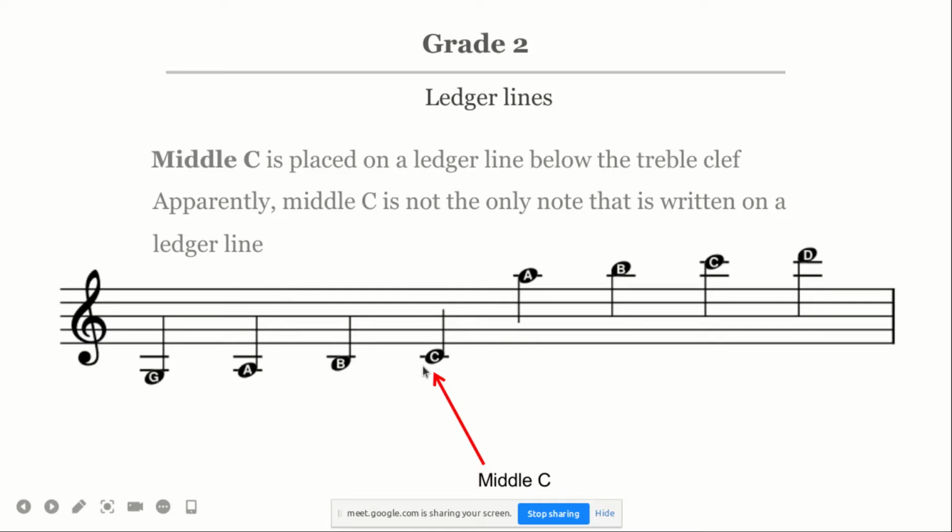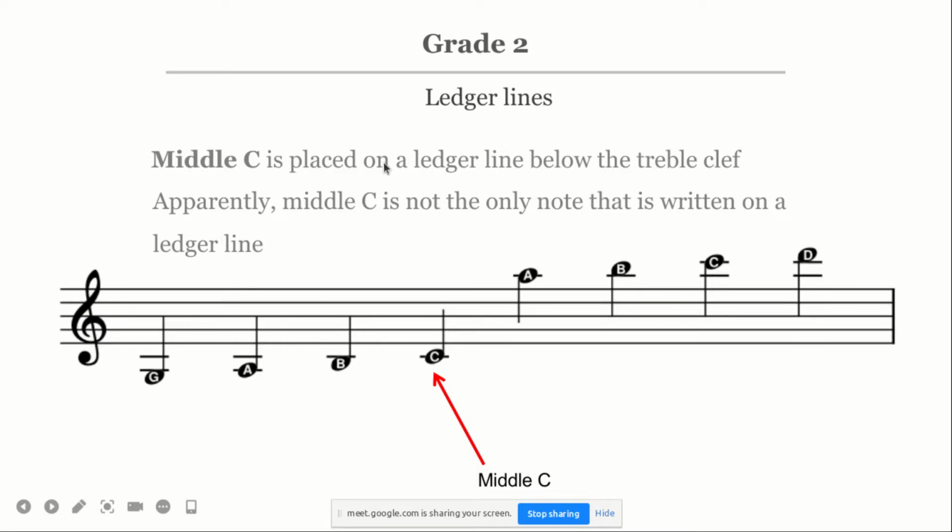Yeah. So below it, we can also have other notes, and we can also have other notes above the treble clef. We did C, middle C, up to G, if you can remember. Now we are going further, up to 2 ledger lines and above the second ledger line, and 2 ledger lines and below the second ledger line.